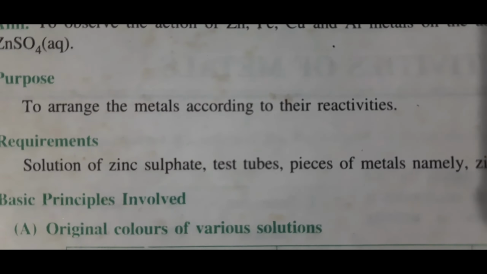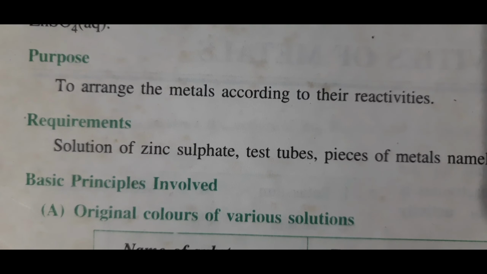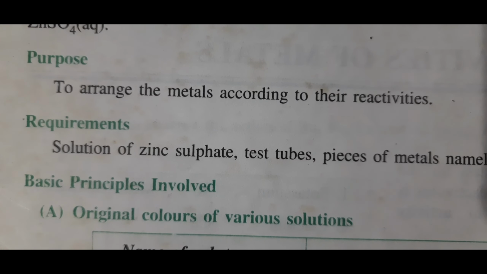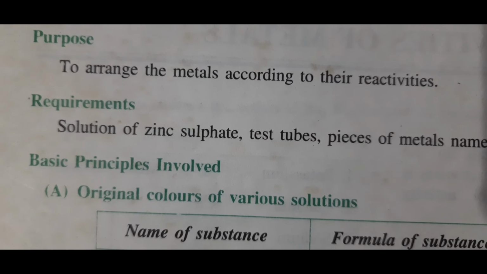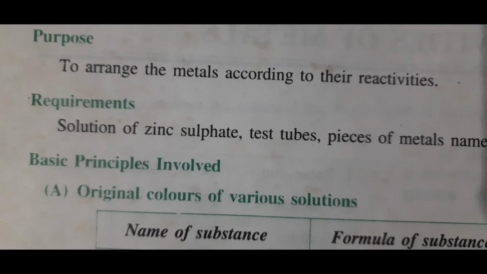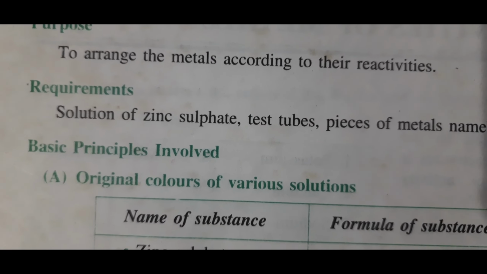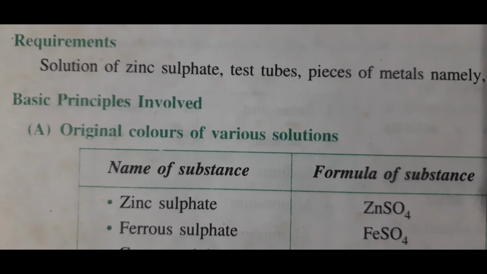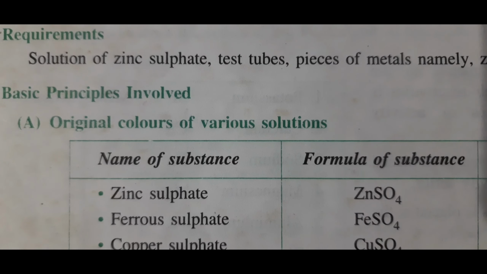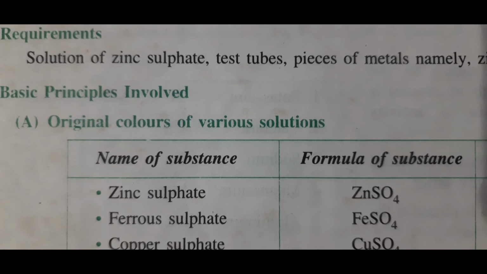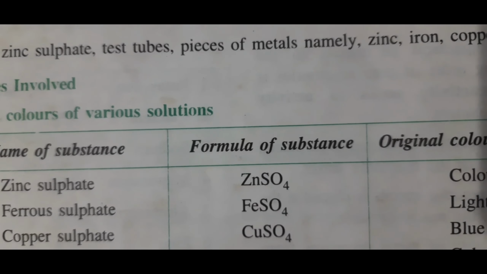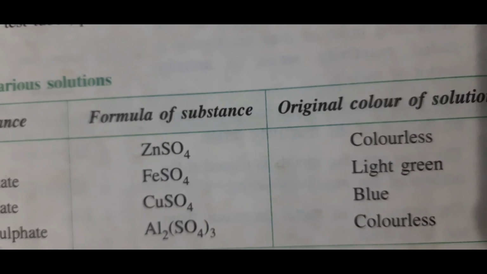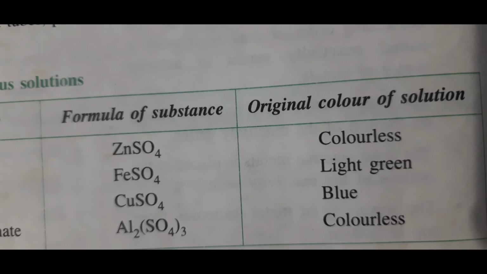Now, what is the basic principle involved? Before doing this, we will see the original colors of the various solutions. Whatever solutions we are taking, we will note the original colors. Now, make a chart like this. In the first column, write the name of the substance. Second column, formula of the substance. And third, original color of the solution.